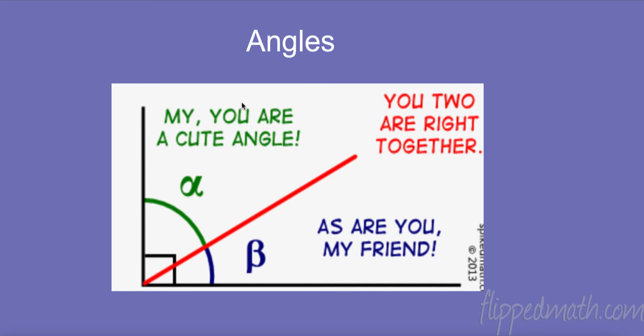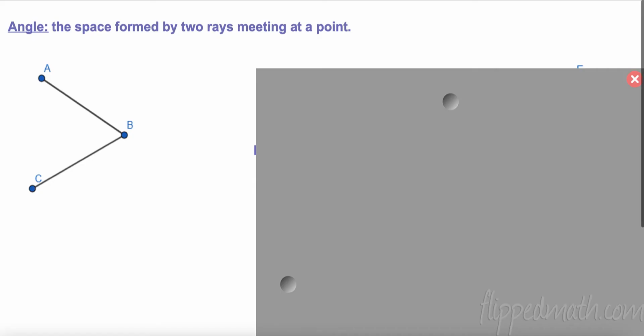Here we go. Let's talk about angles. An angle is the space formed by two rays meeting at a point. All right, let's take a look at what this means. So, we have these two sides, and we have A and B and C. The angle is the space here between these two sides.